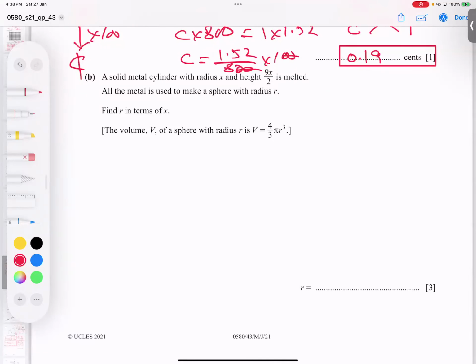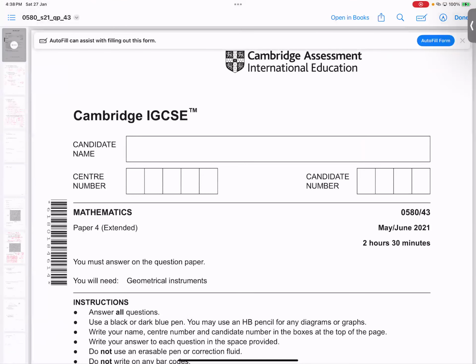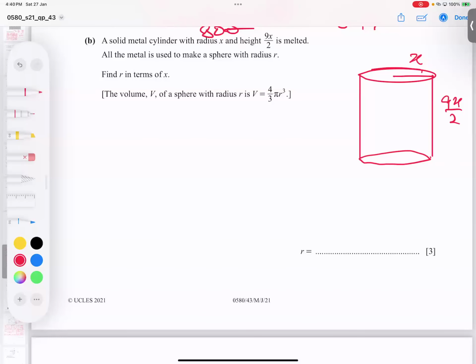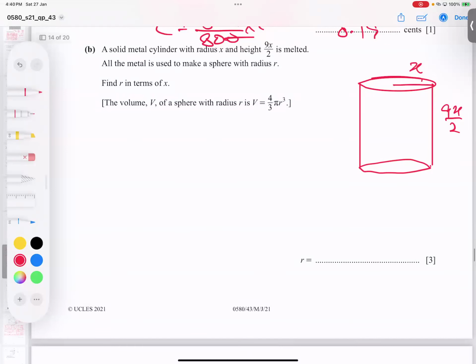B, a solid metal cylinder has a radius x and height is this one. So let me make a cylinder, because if you make a cylinder, you will get a better picture. Have a look. Cylinder. The radius is given as x. Okay, students, so in the second part, he said that the radius of the cylinder is x, very clear, and the height of the cylinder is 9x by 2. I drew the diagram.